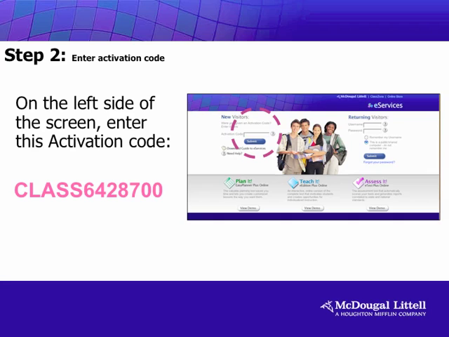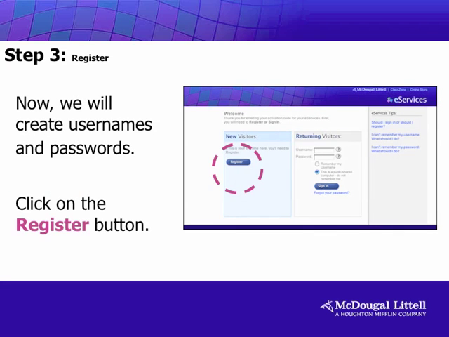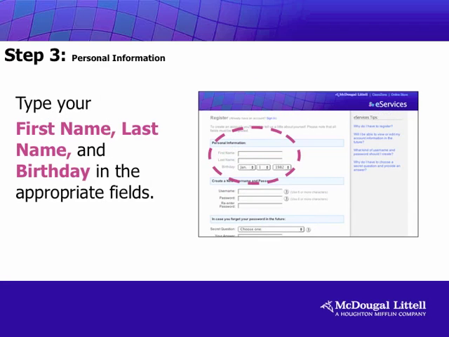The next thing that we're going to do is to create your user ID and password. So again, you are a new visitor to this site, so you're going to click on the left-hand side in the New Visitors box where it says Register. Then you'll enter your first name, last name, and birth date in the appropriate fields. Then you're going to choose a username and password.